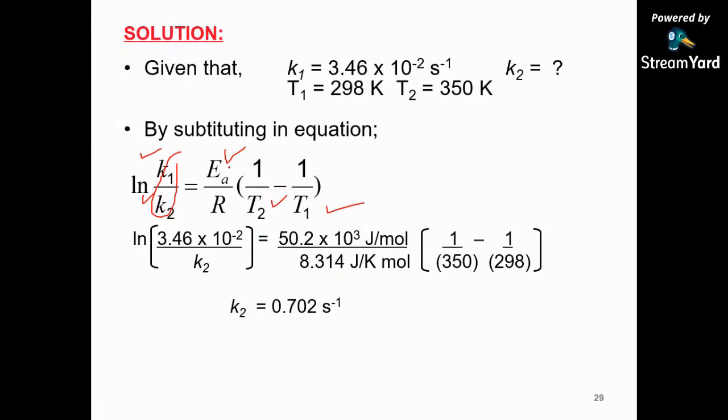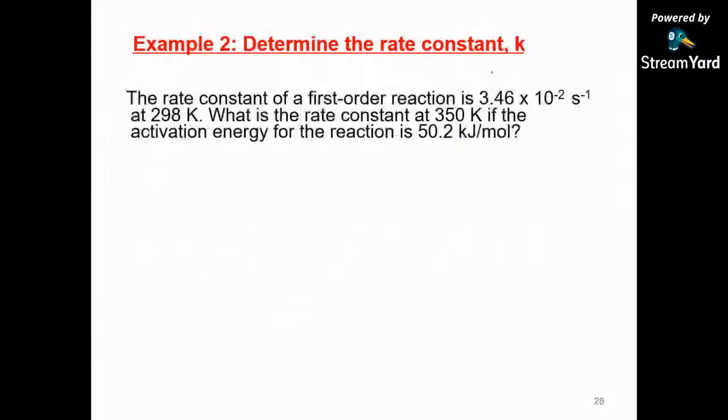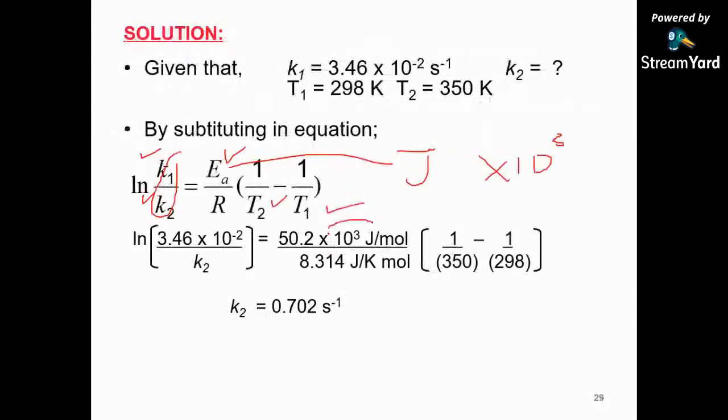Okay, always remember the Ea that you find here is in joule. If the Ea given is in kilojoule, you must times 10 to the power of 3. Please take note. Because here is kilojoule, that's why you must times 10 to the power of 3. And then make sure temperature is Kelvin, and then you get the answer.